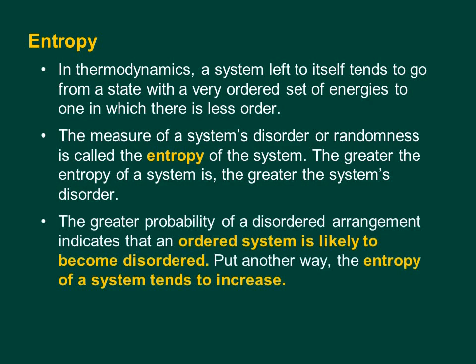The greater probability of a disordered arrangement indicates that an ordered system is likely to become disordered. The ordered system changes to a disordered system. Put another way, the entropy of a system tends to increase. The entropy always tends to increase. It means the change from ordered to disorder. So the entropy of a system tends to what? To increase.